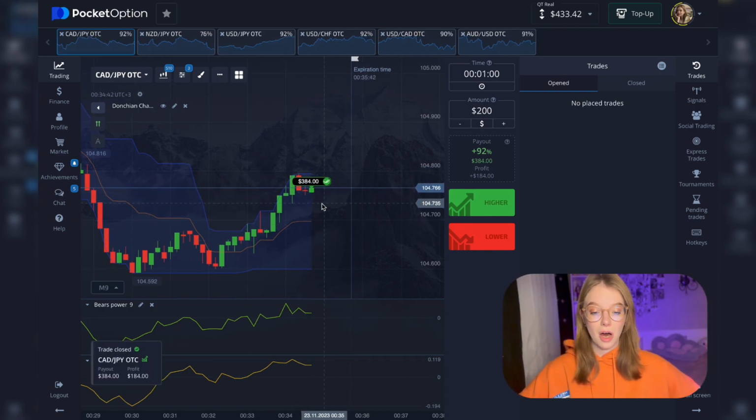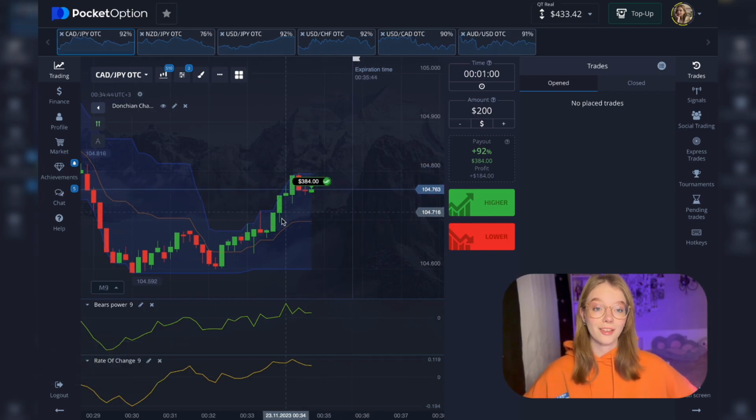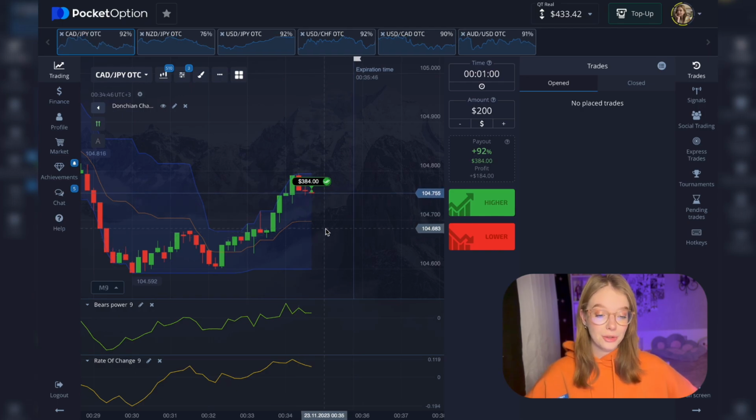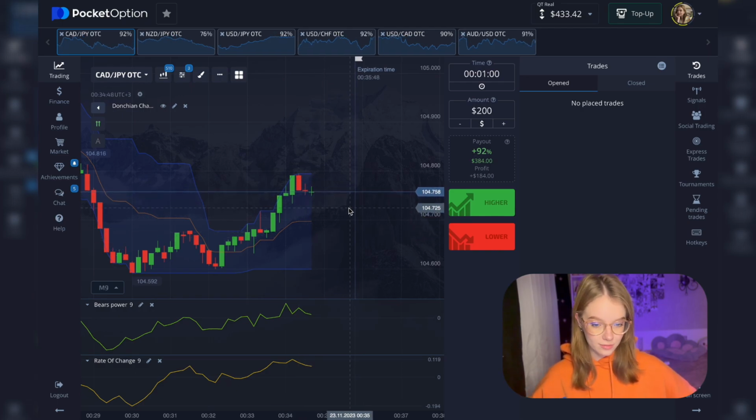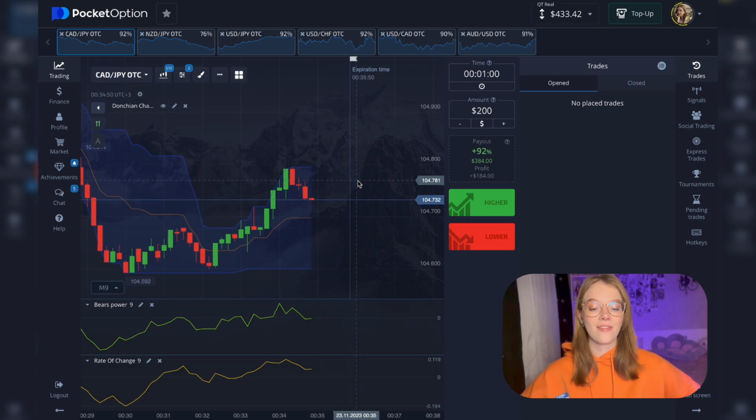Here are our first earnings for today. It gave the growth we were hoping for. Let's move on to the next currency pair.